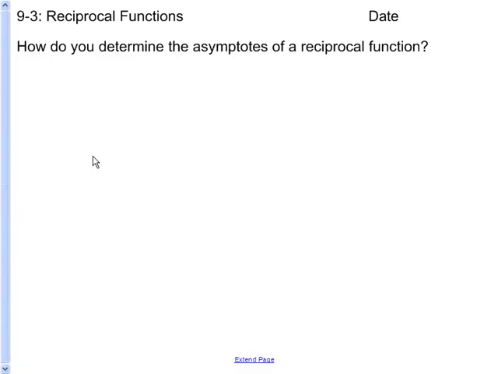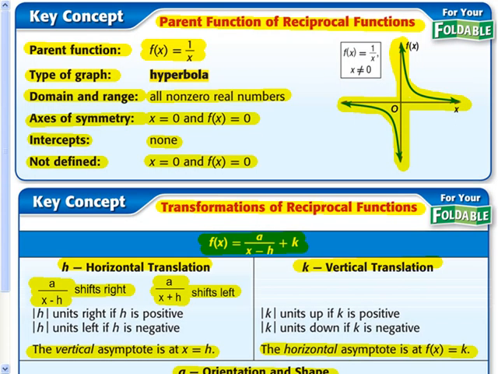So 9.3 is reciprocal functions. Update your table of contents and your title page. And so this is a new function for us. So we have to write down the parent function information.